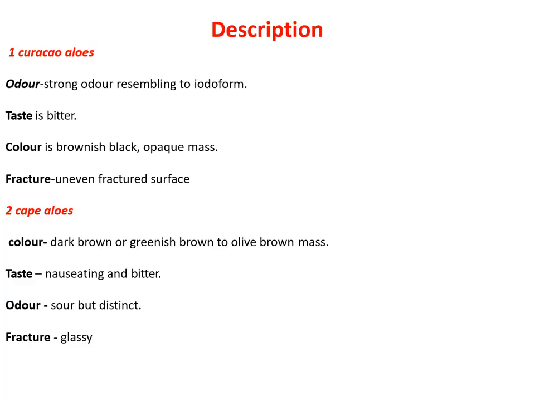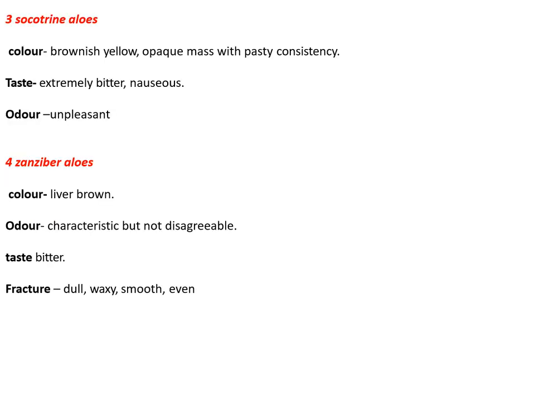Then the description of Curaçao aloes: these are the organoleptic properties. Then Cape aloes, their color, taste, odor and fracture, different tastes and different colors and other things. This is for the different types of aloes. Then Socotrine aloes: color, taste, and odor. Color is brownish yellow, opaque masses with pasty consistency, and the taste is extremely bitter, nauseous. Odor is unpleasant. The Zanzibar aloes: color liver brown, odor characteristic but not disagreeable. Taste is bitter, texture dull, waxy, smooth.